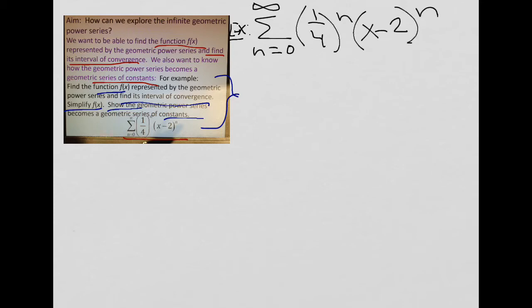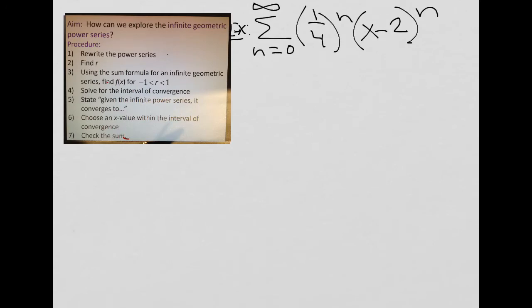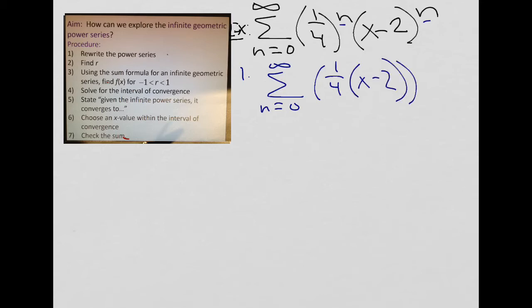Okay. So write down step 1. Step 1 is to rewrite the power series. You don't always have to do this particular part of step 1, but you always need to do a step 1. The first thing I'm going to do in step 1 is notice that my exponents are the same, so I'm going to combine the bases and say it's 1/4 times x minus 2 to the nth power. So now I have one expression to the nth power.